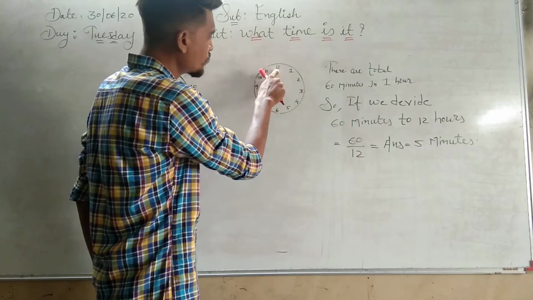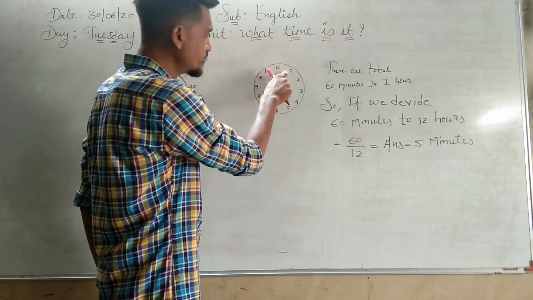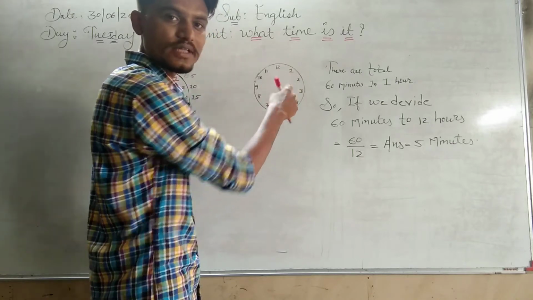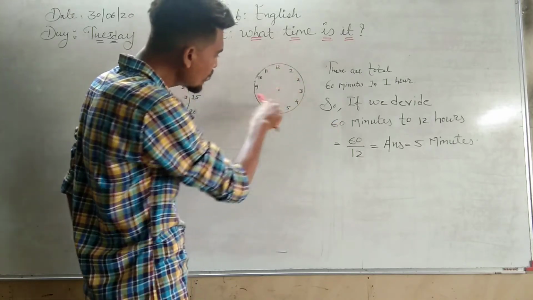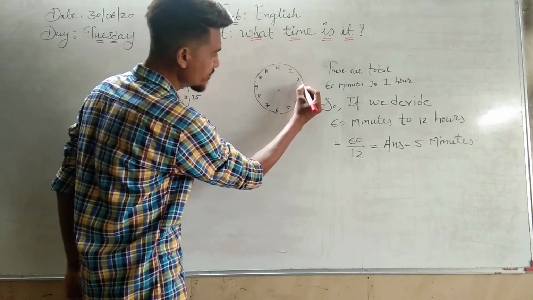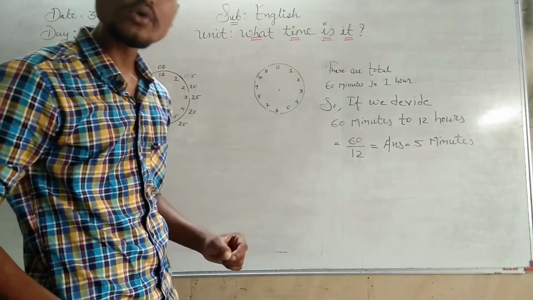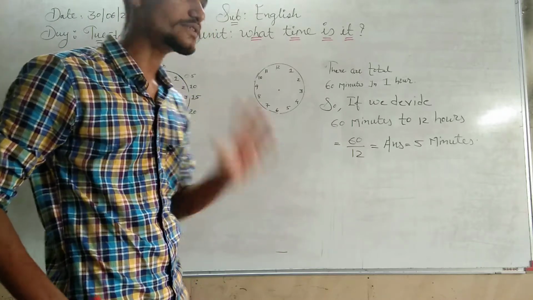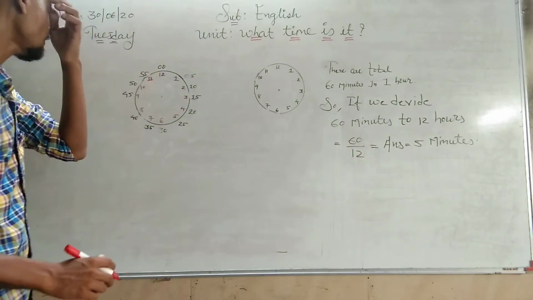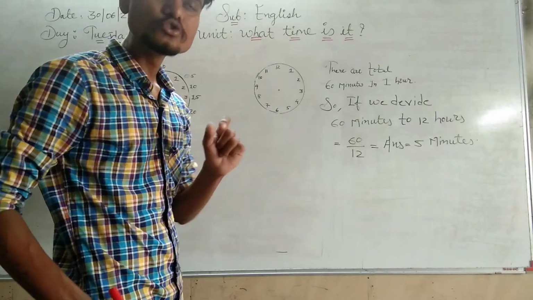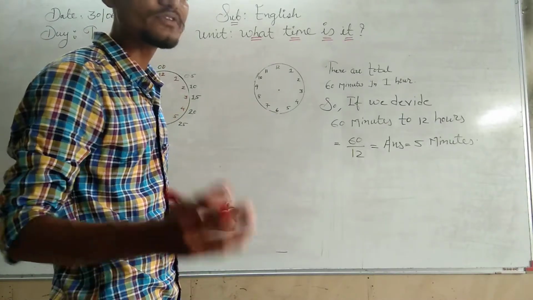So from 12 to 1 there are 5 minutes, from 1 to 2 there are also 5 minutes, from 2 to 3 there are also 5 minutes. So every space in between indicates that we have to count 5 minutes. Now see, if you want to learn about the timing, you should know the table of 5.